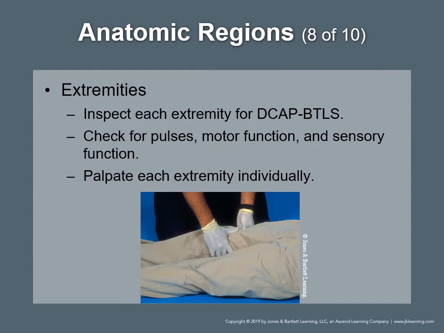DCAP, BTLS, crepitus, and motor and sensory function in each extremity, lower and upper. Remember to check bilateral pulses and movement. So in your skill sheet, you'll notice that you have pulse, motor, and sensory. If you don't get all three of those in the extremities, you don't get those points when you're doing your assessment. So just remember there's three parts: pulse, motor, sensory.